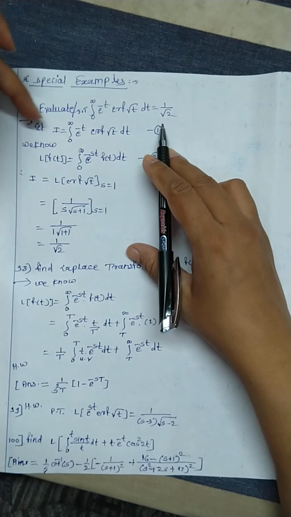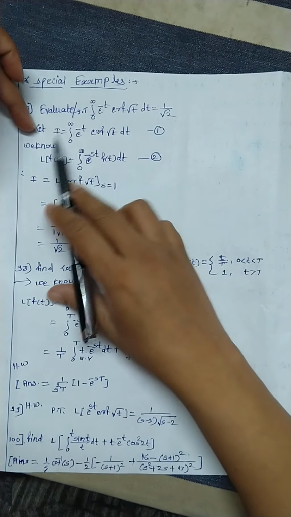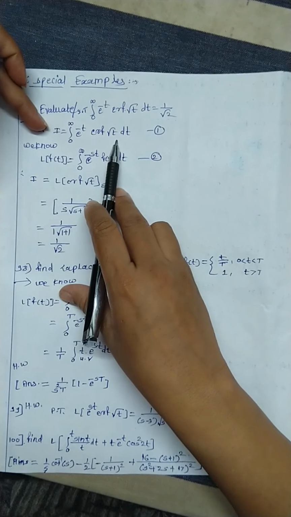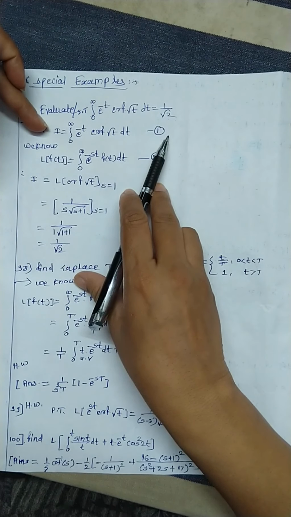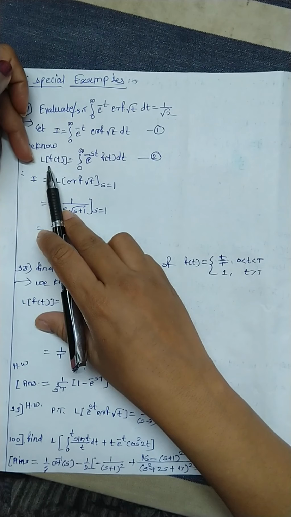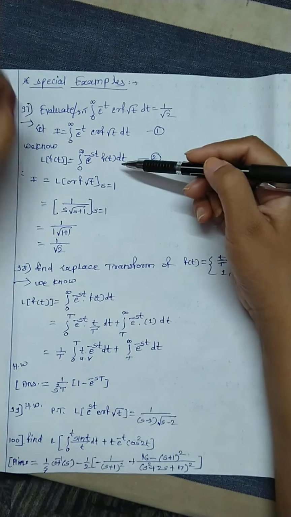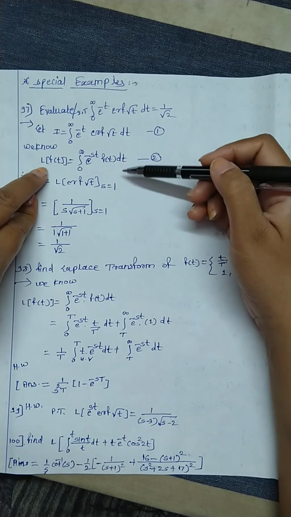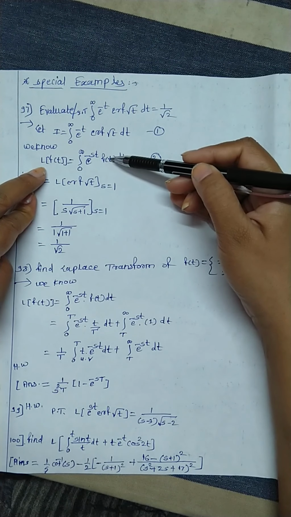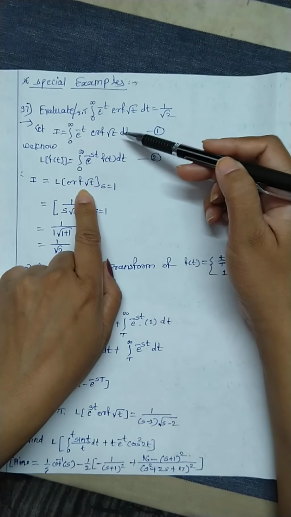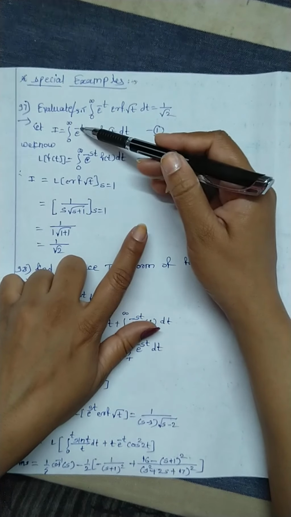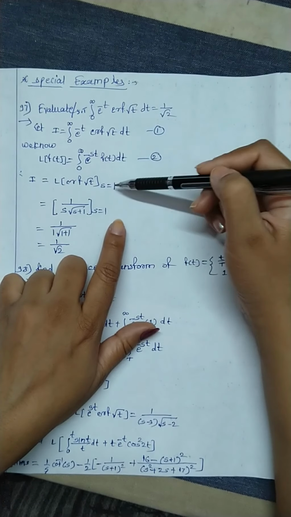The first step of evaluation of integration is let I is equal to this integration as it is, call it 1. Now the second step is the Laplace transform definition, call it 2. Now comparing these two, what do we get? I is nothing but the Laplace transform of f t, meaning the function attached to the exponential, that is error function of root t, with s value here 1. Minus 1 means plus 1.